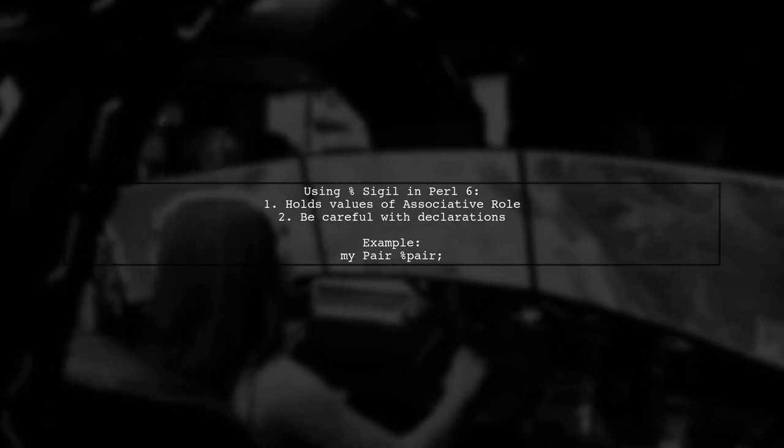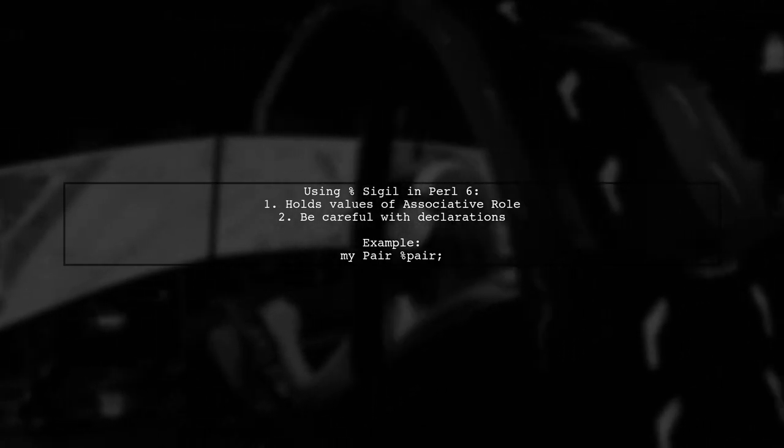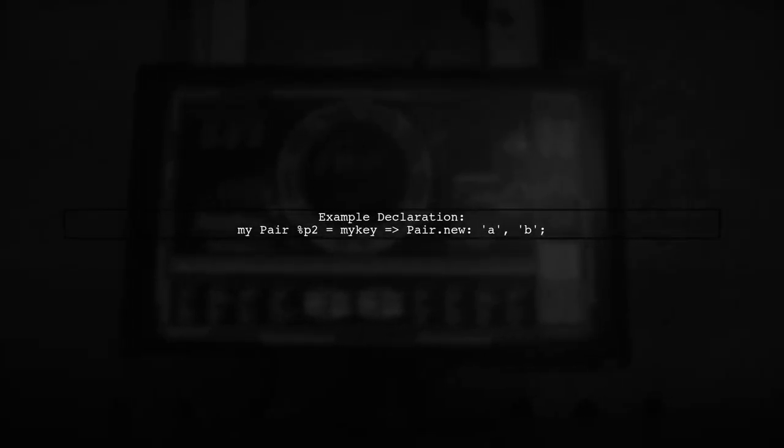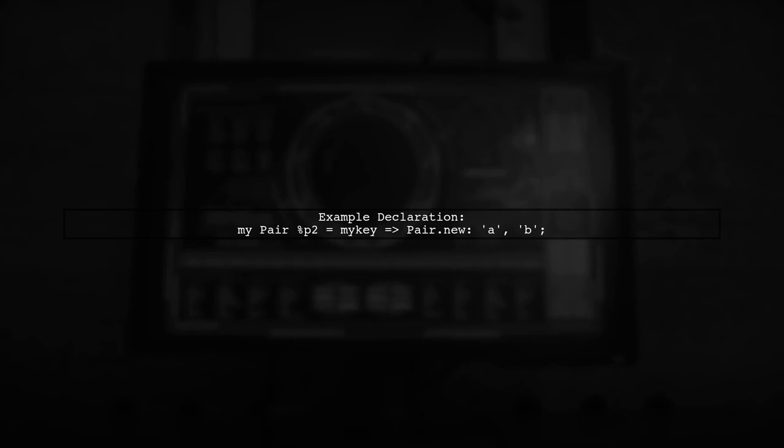In Perl 6, the percent sign can be used for containers that hold any value implementing the associative role. However, you need to be cautious with declarations and assignments. For instance, declaring my pair %p creates a hash that can store pair values. You can define it like this: my Pair %p2 = a => Pair.new(a, b).